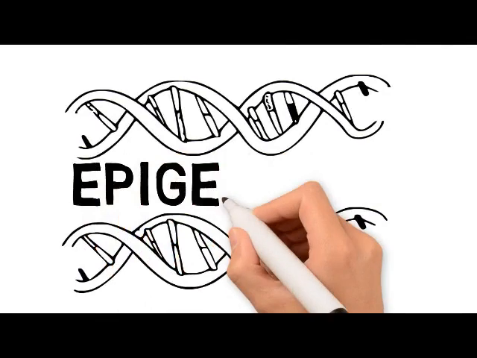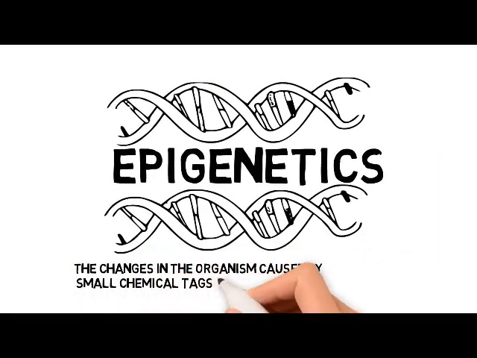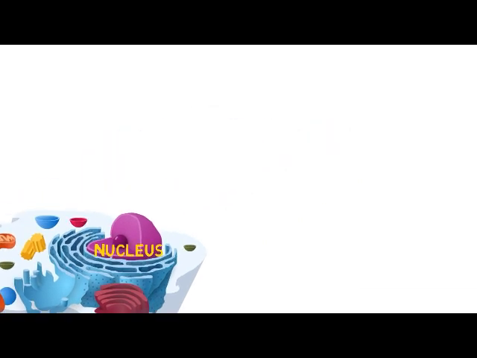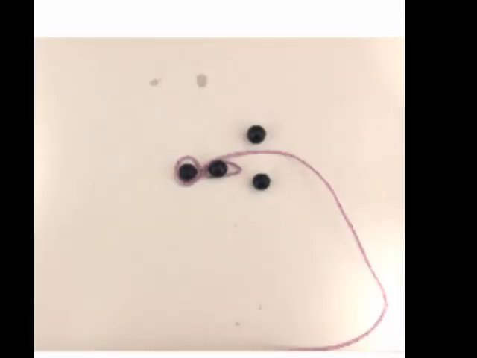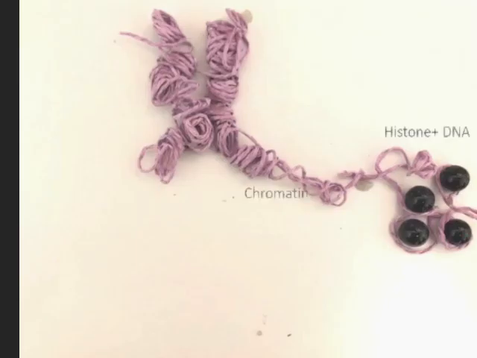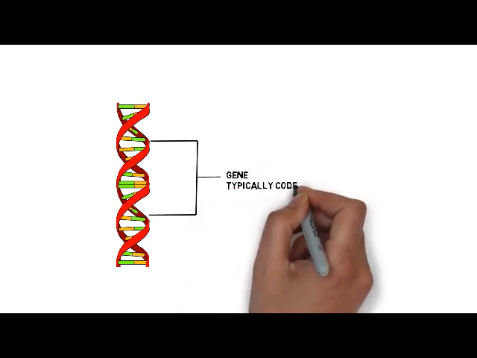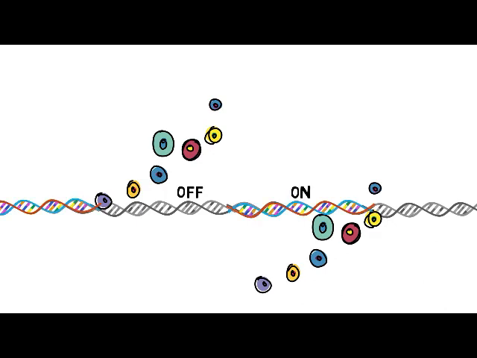So, what is epigenetics? Epigenetics is the changes in the organism caused by small chemical tags on the genetic material, but not the alteration of the DNA sequence itself. We all know that the nucleus of the cell contains our DNA, or the genetic material. The DNA strand is coiled around proteins called histones to form chromatin and eventually chromosomes. A section of the DNA that codes for a protein is called a gene. If genes are not expressed, proteins cannot be made. So, these epigenetic tags on the genetic material can switch genes on or off.